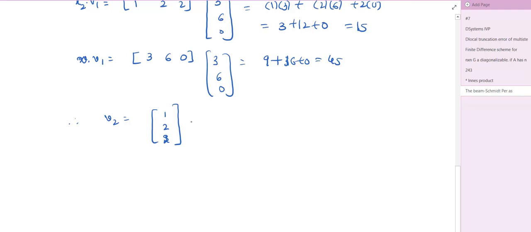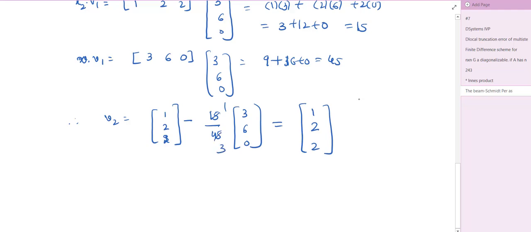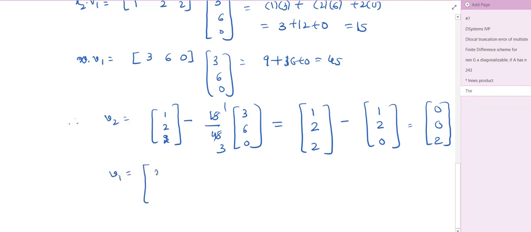X2 minus X2 dot X1... X2 dot V1 is 15 and V1 dot V1 is 45, into 3, 6, 0. And this will give us 1, 2, 2 minus, 15 ones are 15, 15 threes are 45, so it is 1, 2, 0. So this is simply 0, 0, 2. So therefore you have got the vectors V1, that is 3, 6, 0, and V2, that is 0, 0, 2.